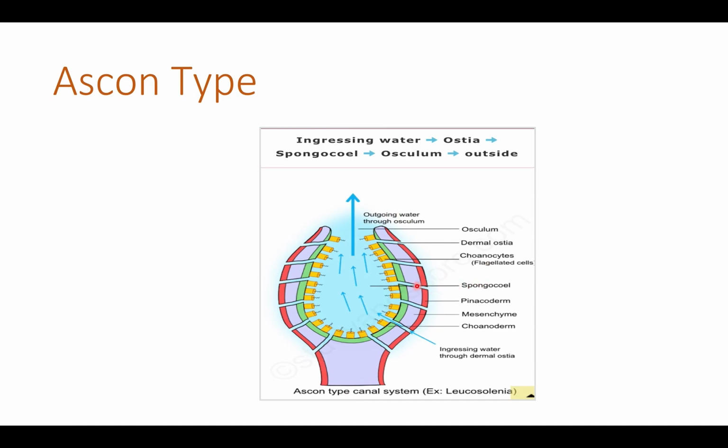So this is the pathway: ingressing water, ostia, then spongocoel, osculum and outside. So if this is a dermal ostium, water enters into the body through it and comes into the spongocoel, and then from the spongocoel it comes out through the osculum. So it is a very simple canal system, and it is known as ascon type canal system, and it is found in asconoids like Leucosolenia.